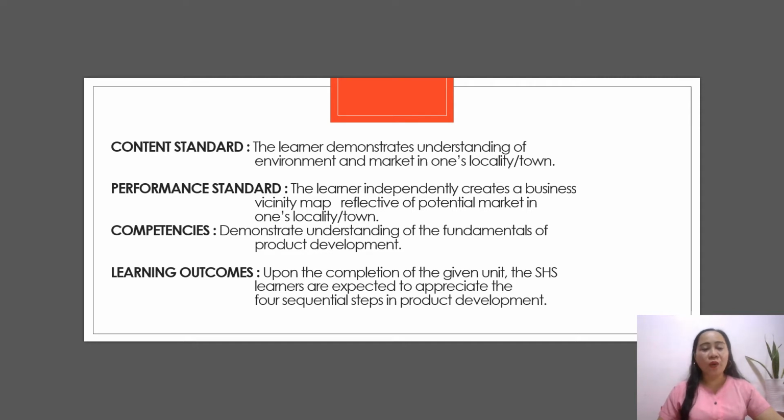Therefore, our learning outcomes for this module is, upon the completion of the given unit, the senior high school learners are expected to appreciate the 4 sequential steps in product development. So let's go and understand quarter 2, module 1.